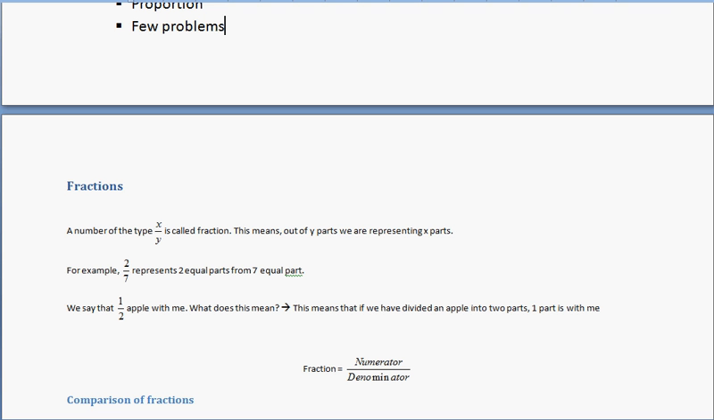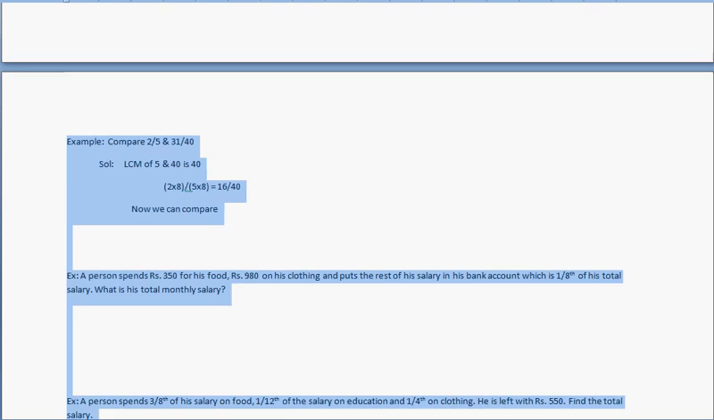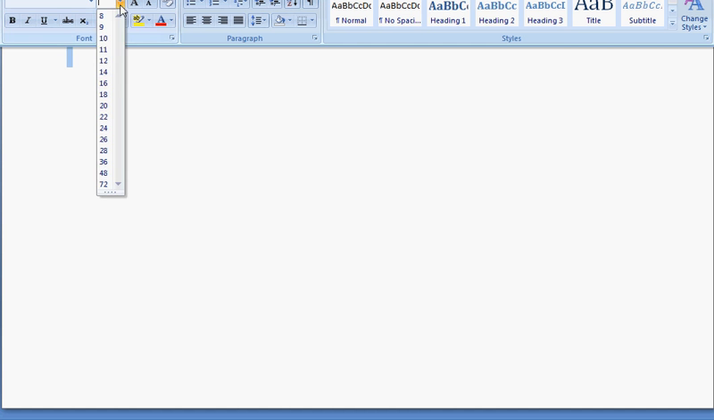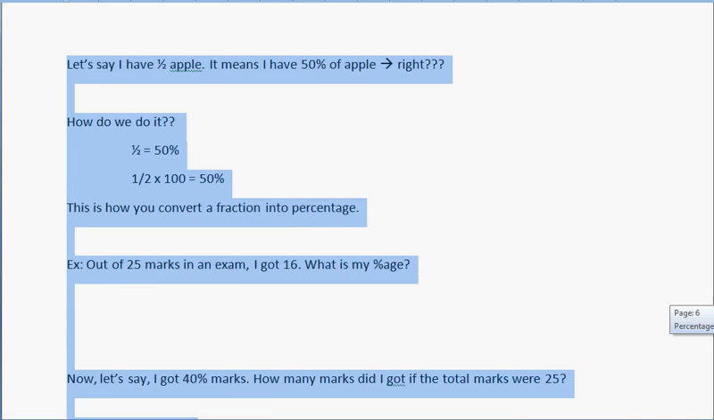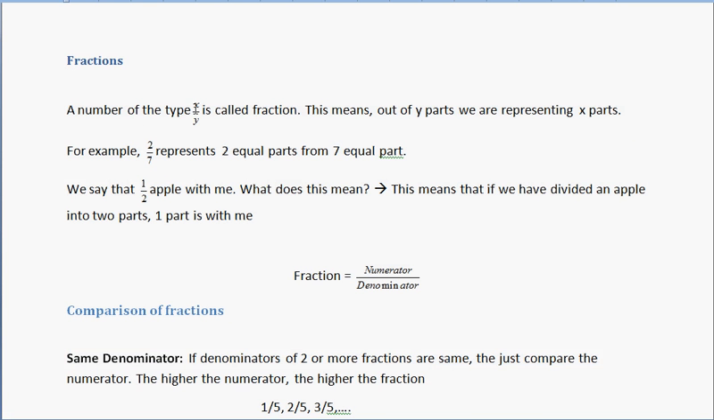So fraction, what is fraction, right? Let me increase the font of the overall thing. So now what is fraction? Any number of the type x by y is called a fraction. This means that out of y parts we are representing x parts, right? So for example 2 by 7 means that out of 7 equal parts we have 2 parts with us.